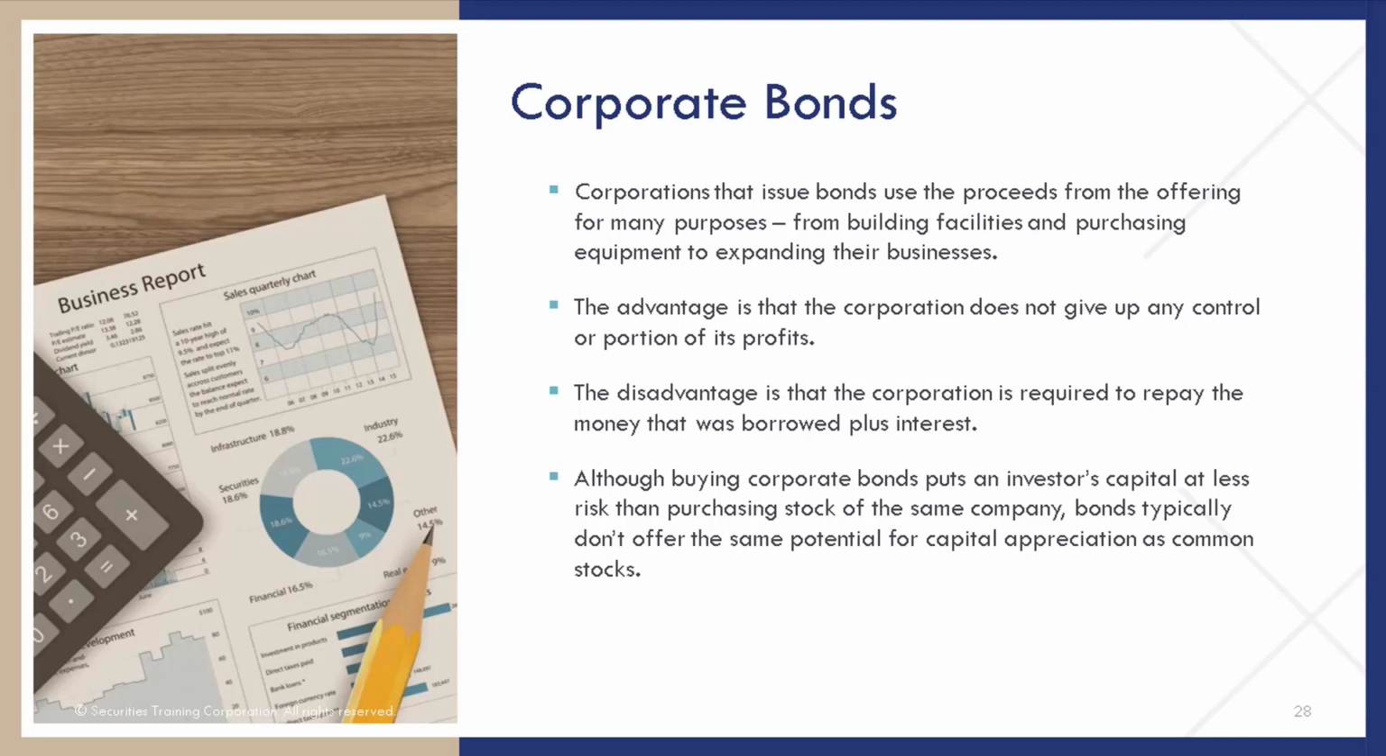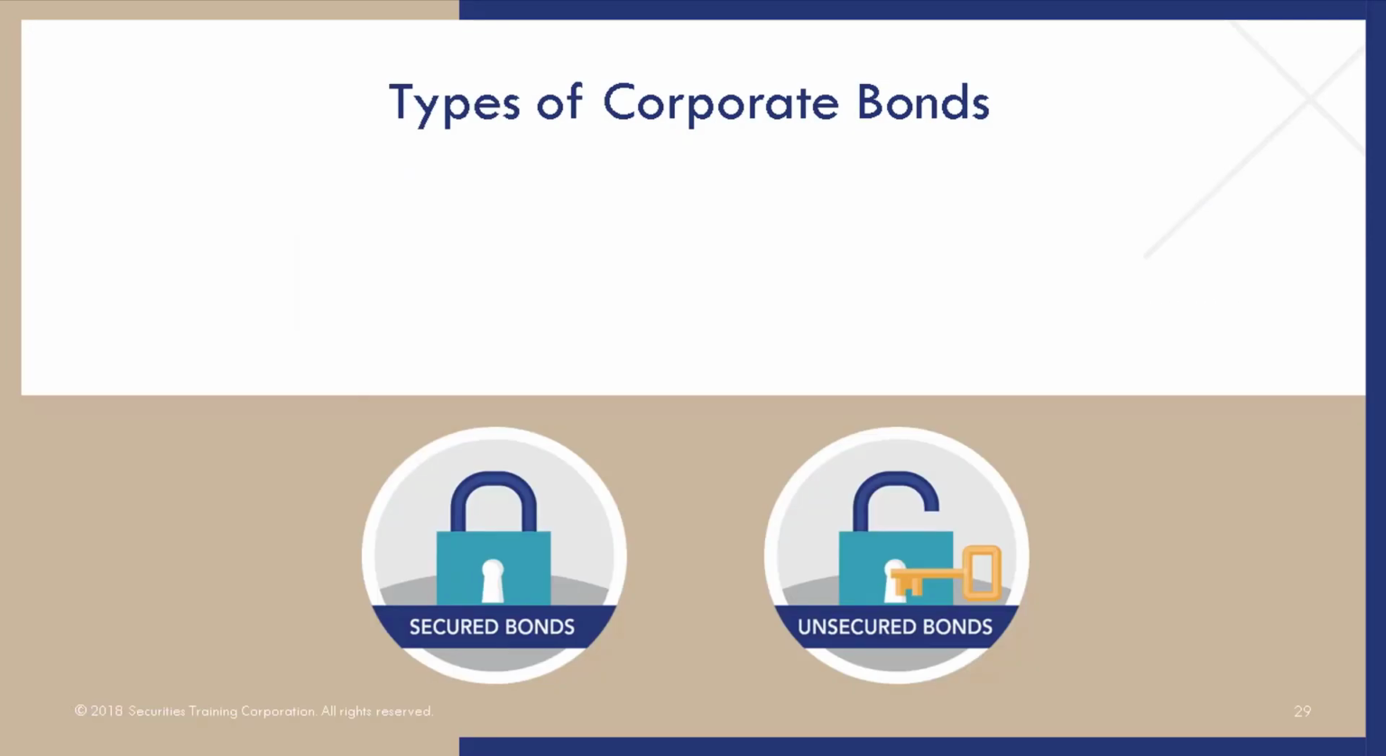Then why does anybody buy stock? Well, because stock represents ownership in the company. And if the company does well, you share in those profits, and the stock will go up, and you'll have a much higher growth rate potential in stock than you will in bonds. Now, when it comes to corporate bonds, there's two major classifications. They're divided into two major groups. Some bonds are secured, and some bonds are unsecured.